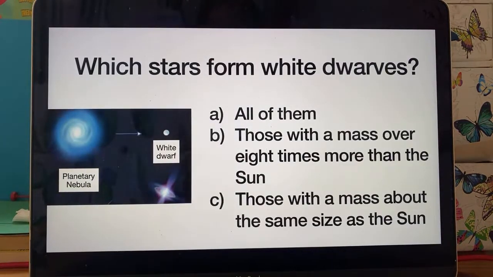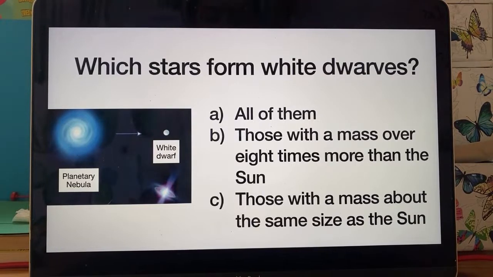Which stars form white dwarfs? Is it A, all of them, B, those with a mass over 8 times more than the sun, or C, those with a mass about the same size as the sun? Which stars form white dwarfs? All of them, those with a mass over 8 times more than the sun, or those with a mass about the same size as the sun? A mass over 8 times more than the... It's not very good English, is it? A mass over 8 times that of the sun.